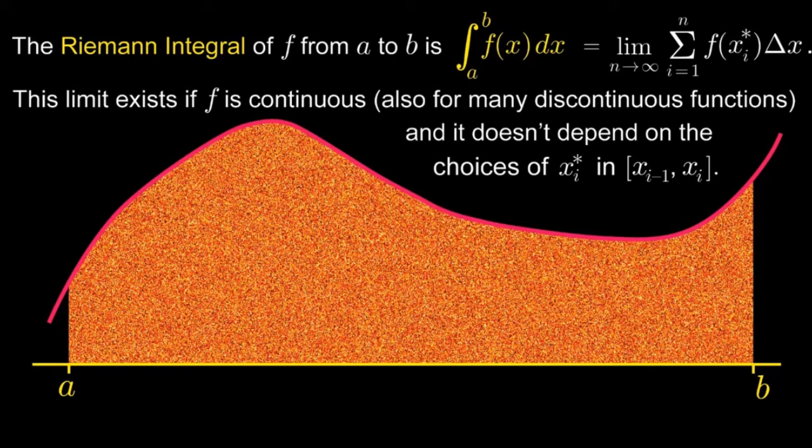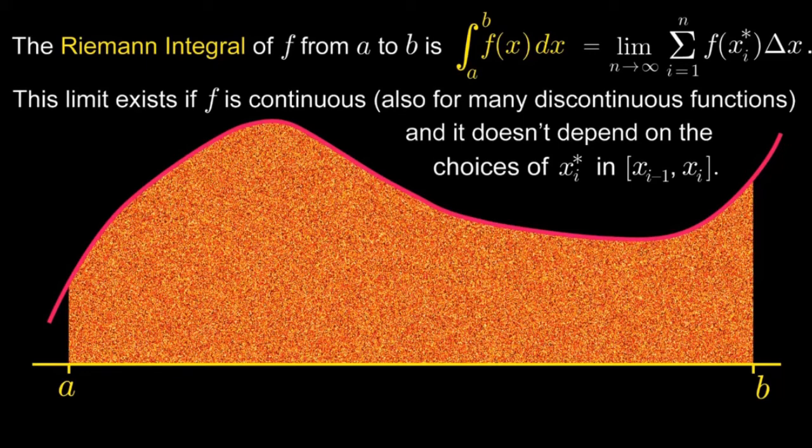Meaning, for example, if the limit of the right Riemann sum exists as n goes to infinity, then the limit of the left Riemann sum also exists and equals the same value. Also, the limit of the midpoint Riemann sum, also the limit of the upper sum, also the limit of the lower sum. They all exist and give the same value.